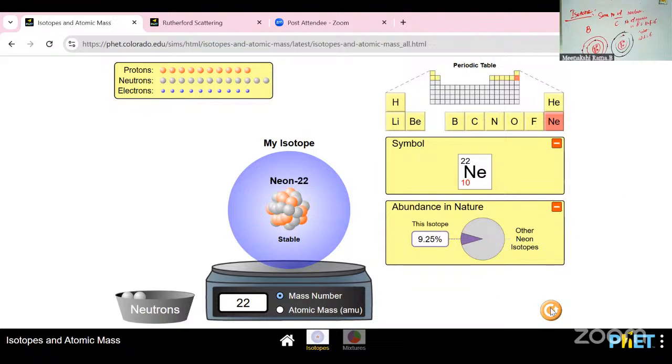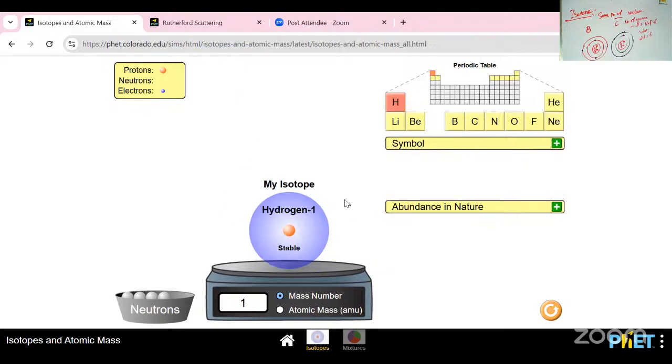We can study one concept, that is stability. From the beginning, this is hydrogen. Hydrogen has atomic number 1, and the atomic mass is 1.00783. This bowl contains the electrons. Here the proton number is 1 and the electron is 1. There is no neutron in hydrogen.